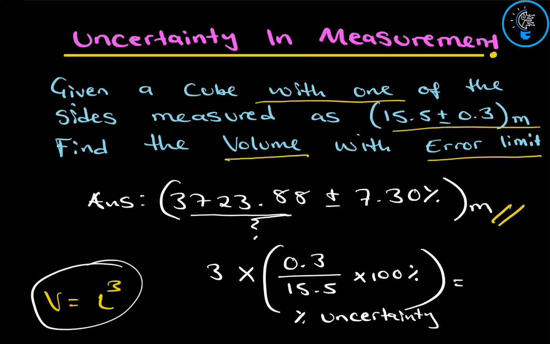So we have 0.3 divided by 15.5 times 100. That one has to be multiplied by 3. Let's punch it again: 0.3 divided by 15.5 times 100, and that value times 3.